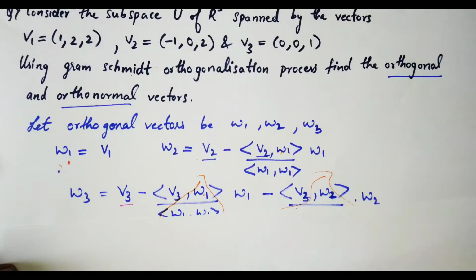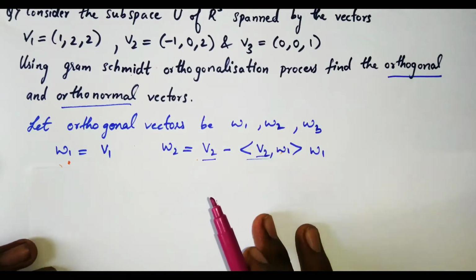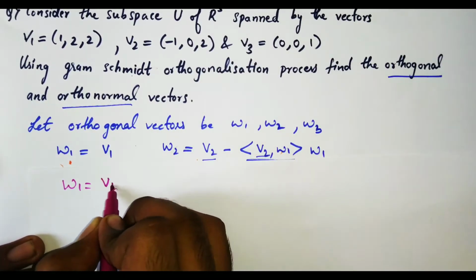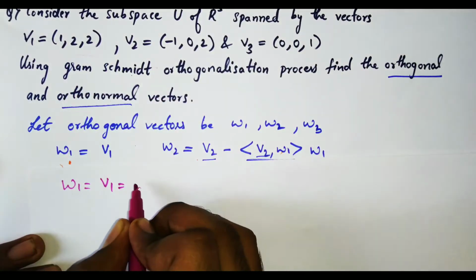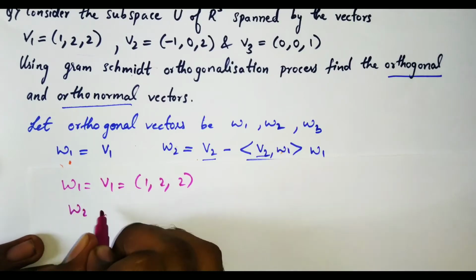Okay, so let us start solving the problem now. We'll first find the orthogonal vectors w1, w2 and w3. So w1 is equal to v1 itself, that is 1 2 2. And we move on to w2.